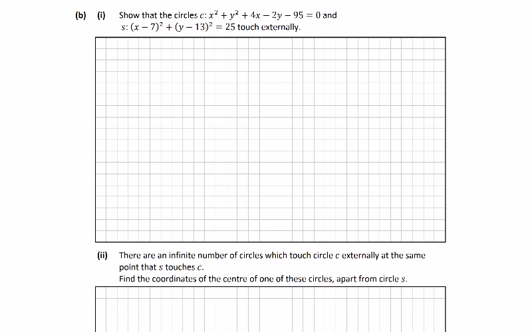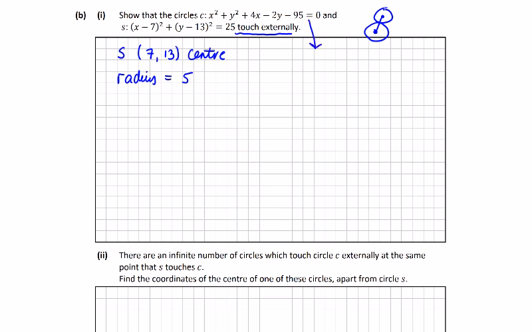Part B, we're asked to show that these circles touch externally. So we have to show that the distance between their centers is equal to the two radii added together if they touch externally. So S here, which is the center, is going to be (7, 13). That's my center. My radius is going to be root 25, which is 5.